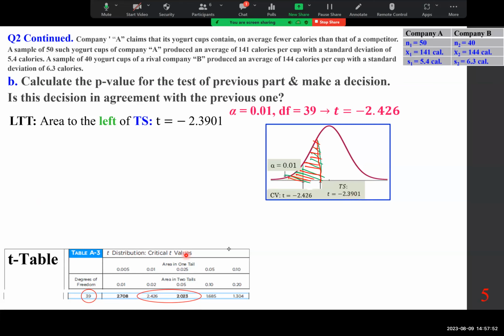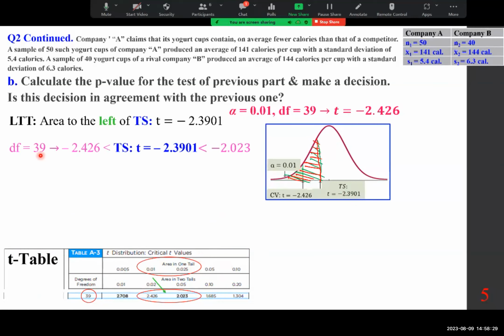And because of the limitation of the table, you can first look for the positive one, 2.3901. It doesn't exist here, but I hope you see that the positive value is somewhere between these two numbers. Therefore, the negative number is between the two numbers negated. So this is the number that we are looking for. Positive 2.3901 is in between these two, so the negative value is between the two negatives, and the area is between these two as a result.